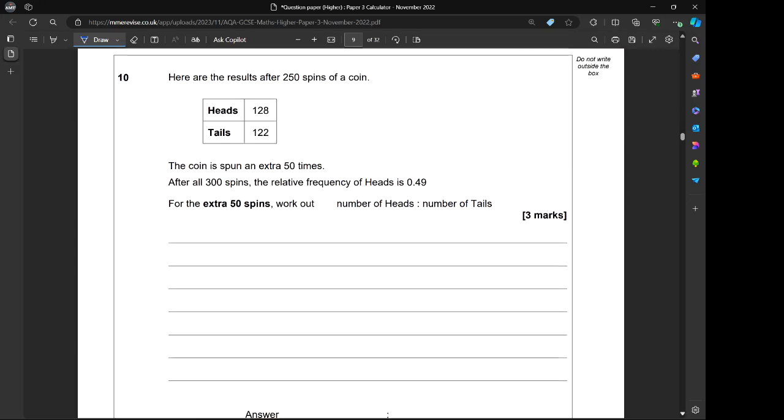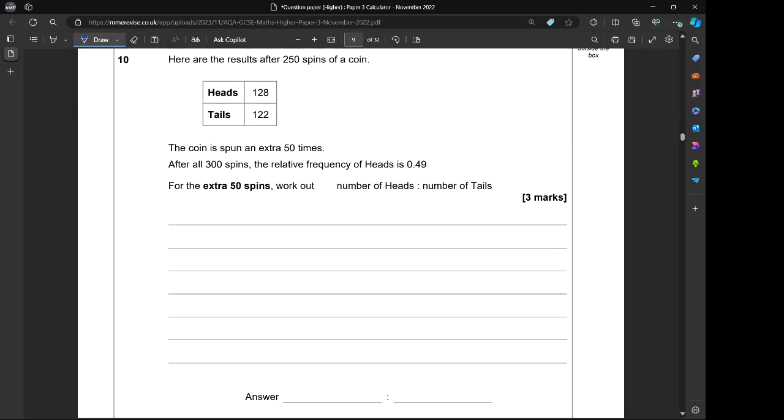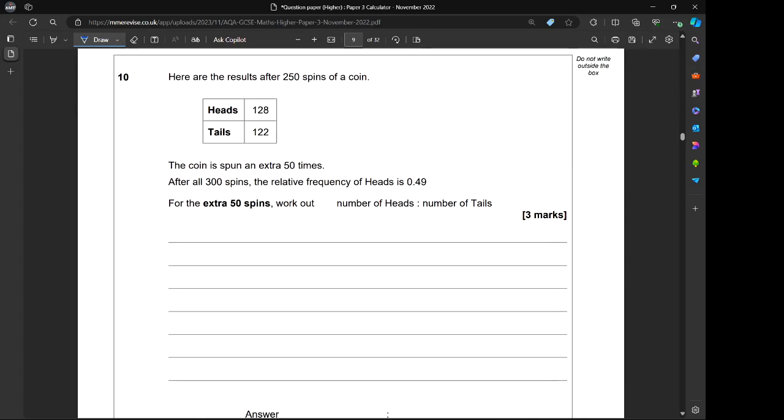Right, question number 10. This one I think is a bit more tricky now. Here are the results. Yes, it is higher AQA. Thank you so much. Okay, results. After 250 spins of a coin, the heads is 128, tails is 122.